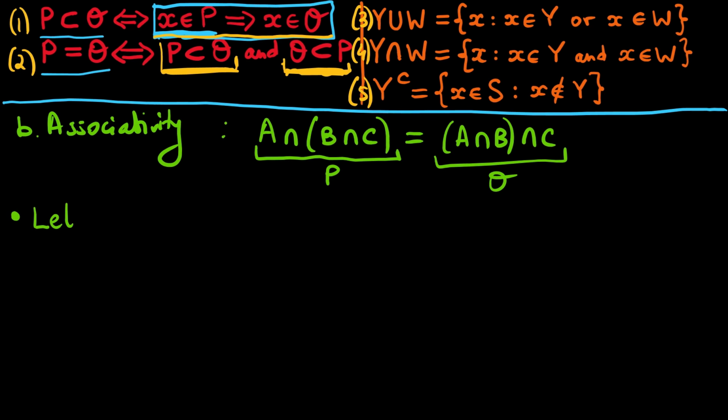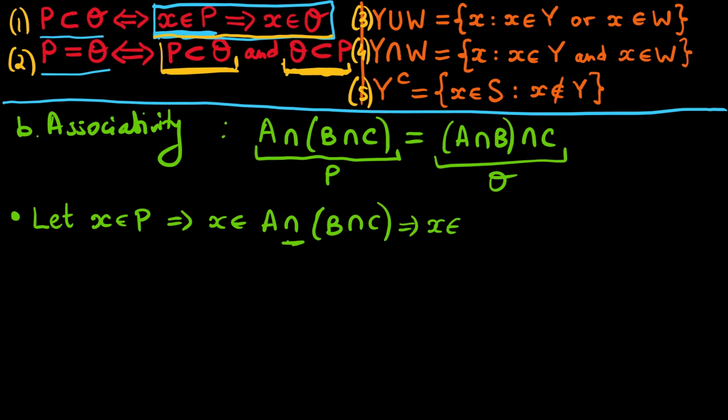So same thing, we're trying to show that P is a subset of Q, and we'll start by letting x be an element of P. We want to show that x must necessarily also be an element of Q. So let's unpack what P is. That's what P is. Okay. And so now let's unpack what this intersection is. From definition 4, we see that this means that x is an element of A, and x is also an element of B intersection C.